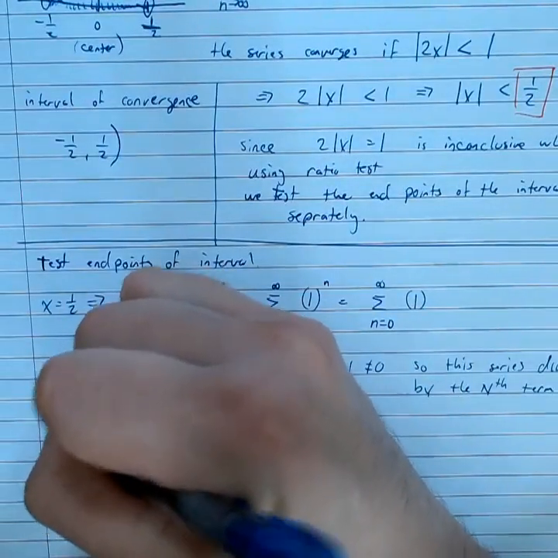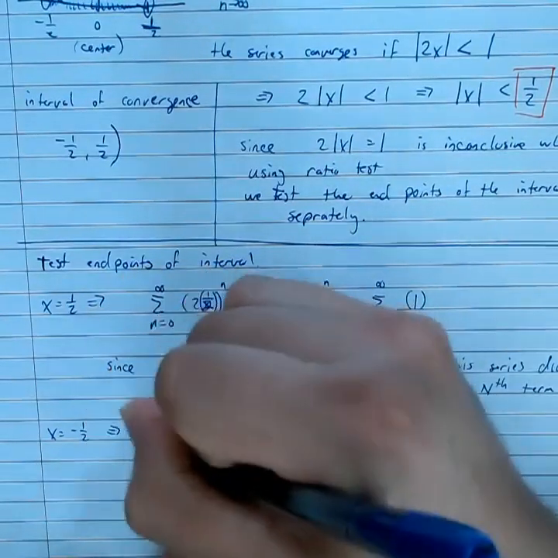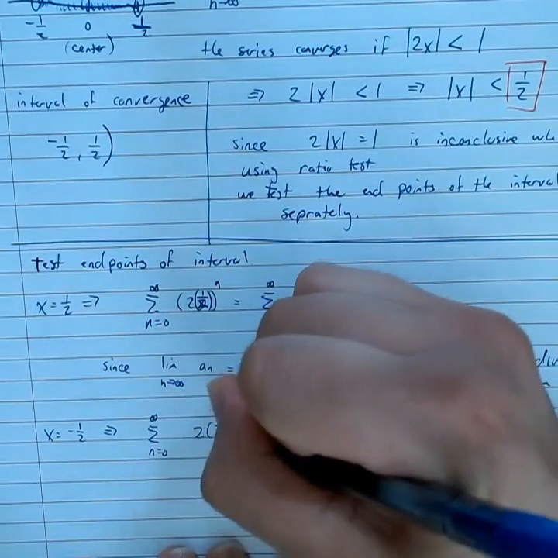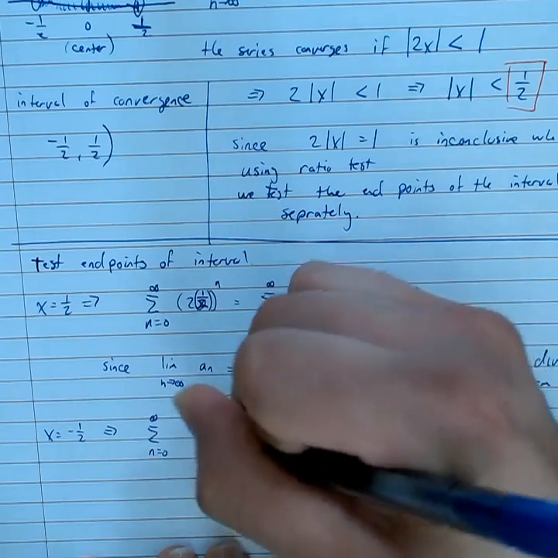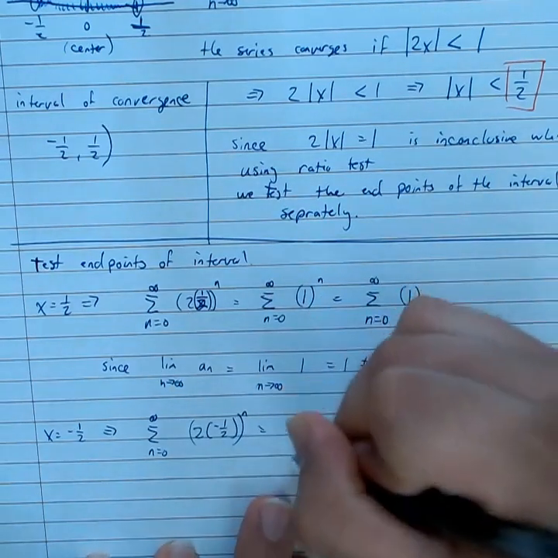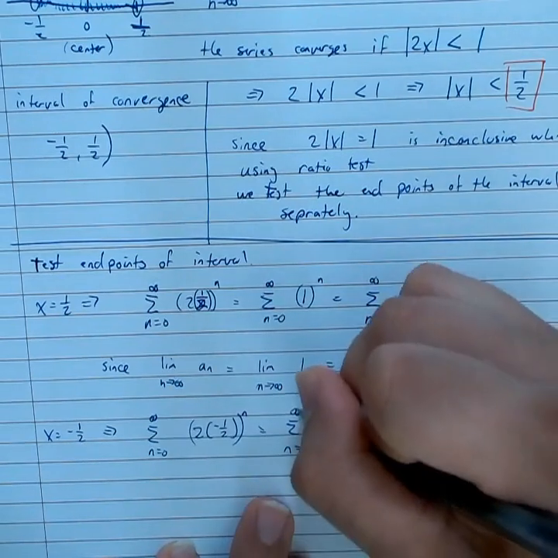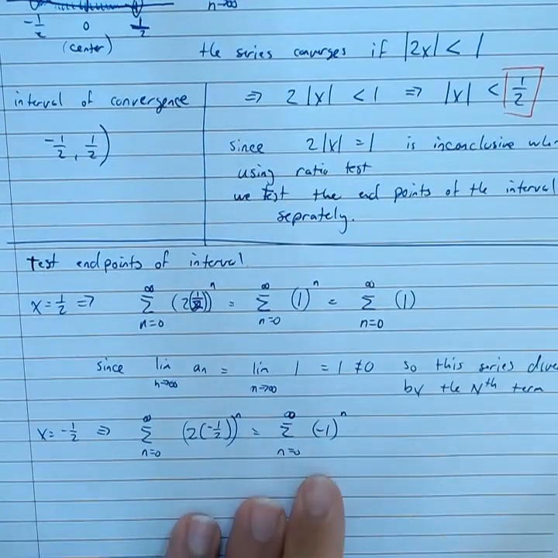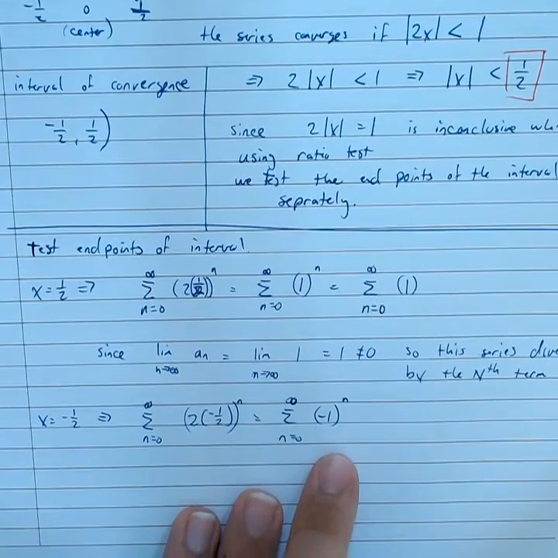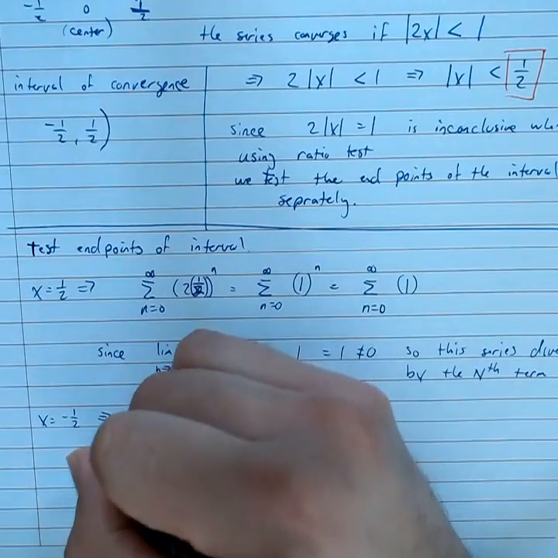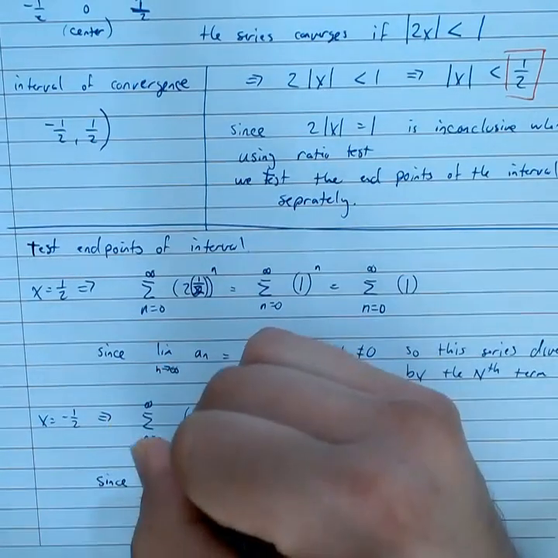x is equal to -1/2. Well, that's going to be the sum as n goes from 0 to infinity of 2 times -1/2 to the power n, which is the sum as n goes from 0 to infinity of -1 to the power n. And that is an alternating series. Oh, but the alternating series, the terms don't go to 0. So for the same reason as before, we're going to have divergence.